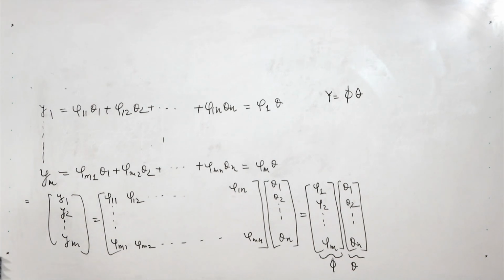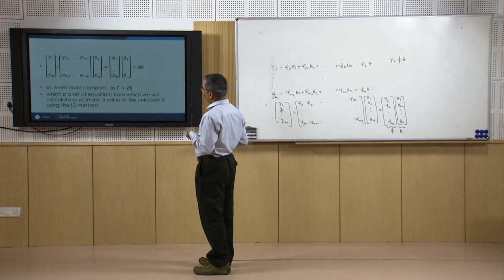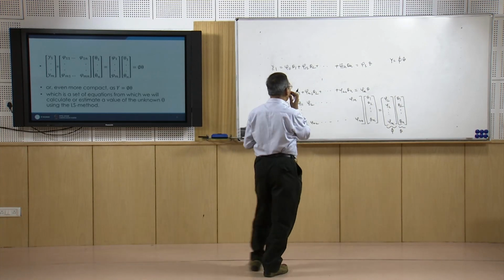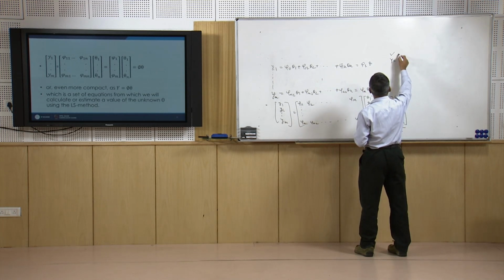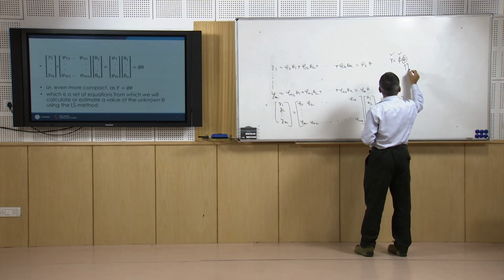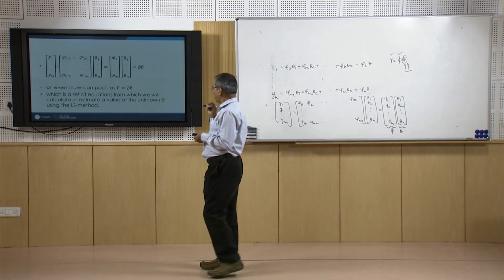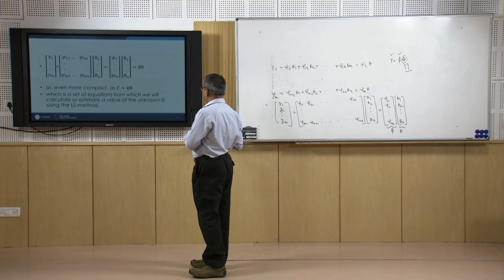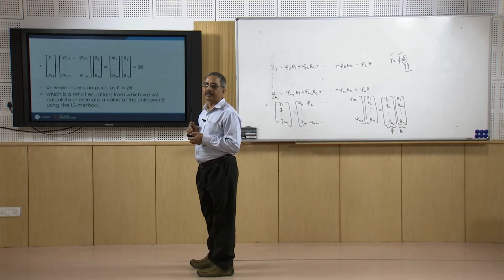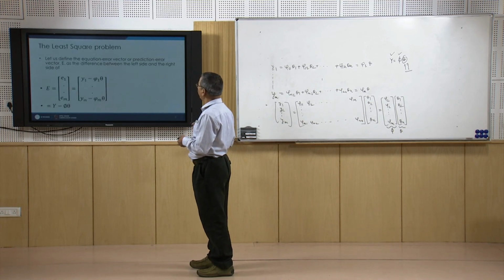Now, here these are a set of equations from which, as I said in the beginning itself, we assume that this y is known to us, phi is known to us, and we are interested in finding out this value of theta. Okay. From here we will calculate or estimate a value of unknown theta using the least square method. So, let us see how we do it.